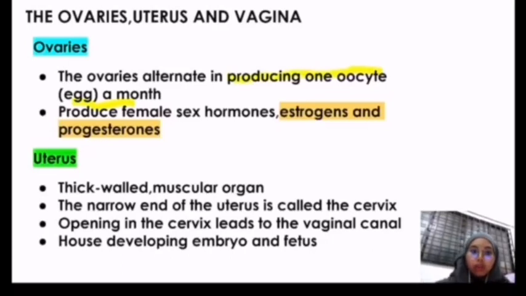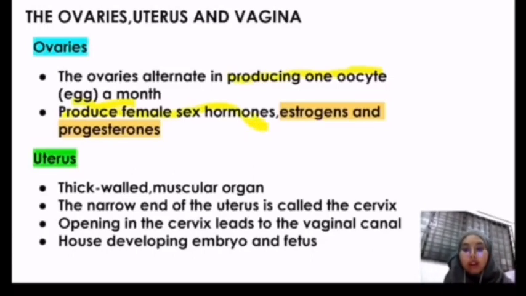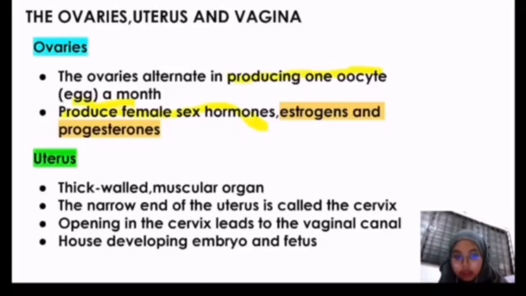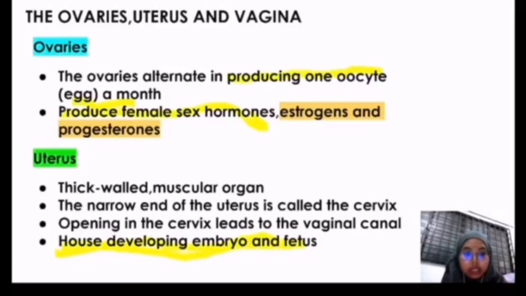It also produces female sex hormones, which are estrogen and progesterone. The uterus. The function of the uterus is to house the developing embryo and fetus. Actually, it is the place where the embryo and fetus develop. The characteristic of the uterus is a thick-walled, muscular organ. The narrow end of the uterus is called the cervix. The opening in the cervix leads to the vaginal canal.